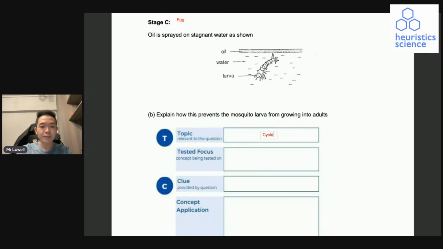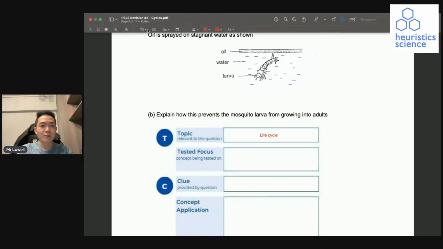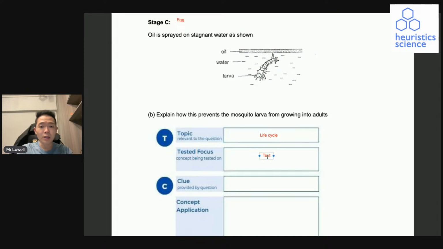So topic here, life cycle. Okay, tested focus here, nothing too difficult. I would say all of you should be able to do. Life cycle of mosquitoes. Okay, and a clue here, actually, right? Can you open your eyes and see? There's a clue given by this question, asking you how will this. So basically, if they want to prevent the mosquito from becoming an adult, so larva to adult, they want to prevent it, they'll put a layer of oil. Why? Okay. So what's the clue given by the question?